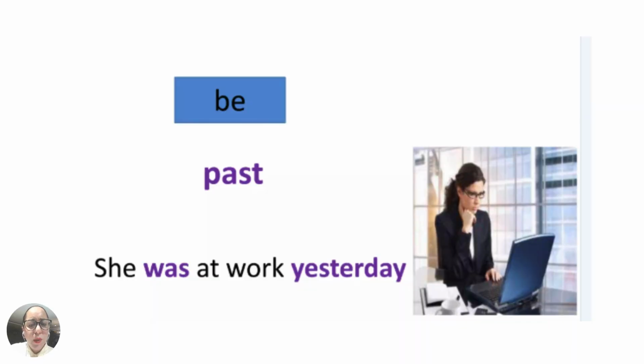Let's continue and see more examples using was and were, and also wasn't and weren't in these statements. She was at work yesterday. As the subject pronoun is she, or it can also be a name, Tanya, Stephanie, we're going to use the past form of be, was. So she was at work yesterday.